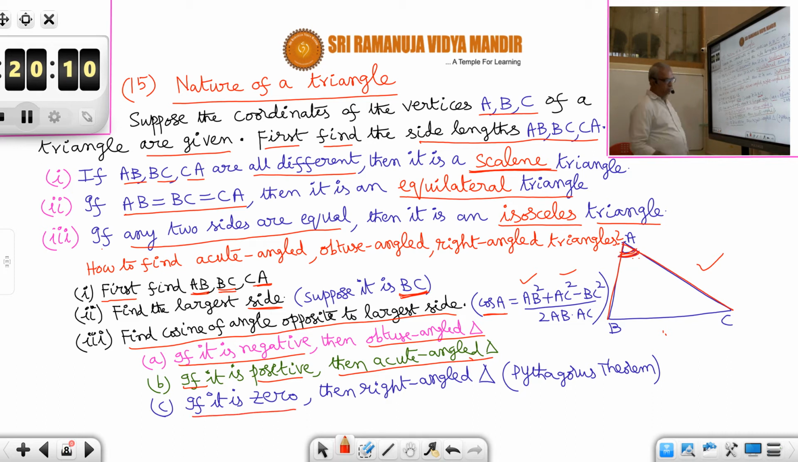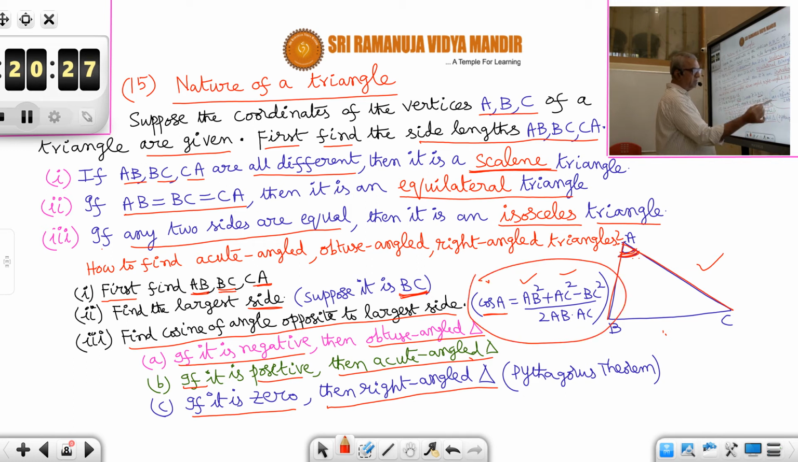Suppose cos A is 0. Cos A is 0 definitely means that A is pi by 2 radians, that is 90 degrees, so it is a right angle triangle. What happens in this formula if cos A is 0? The numerator is 0, is it not? So AB square plus AC square minus BC square is 0, which means AB square plus AC square is equal to BC square. So it is nothing but the Pythagoras theorem. That is how to find whether a triangle is acute angled, obtuse angled, or right angled.